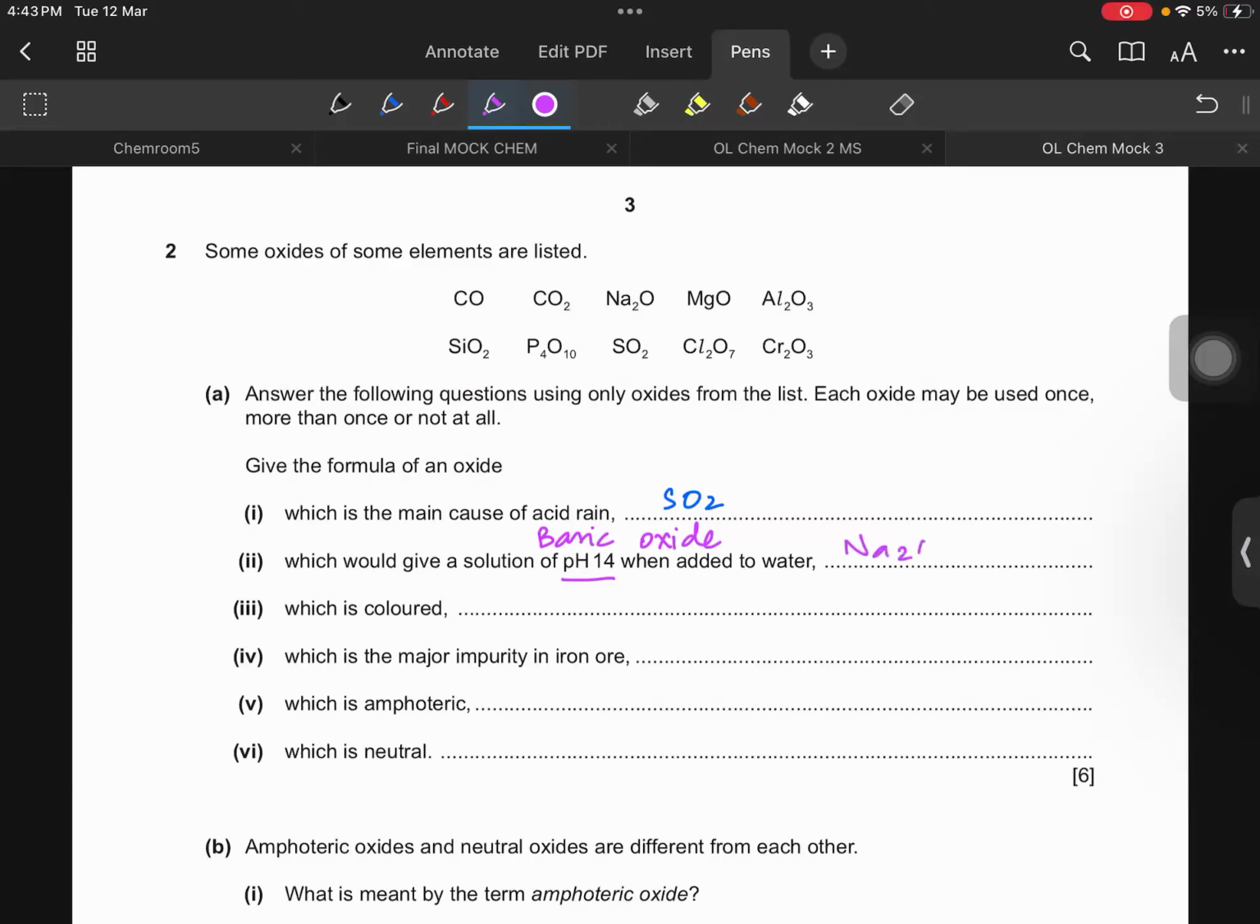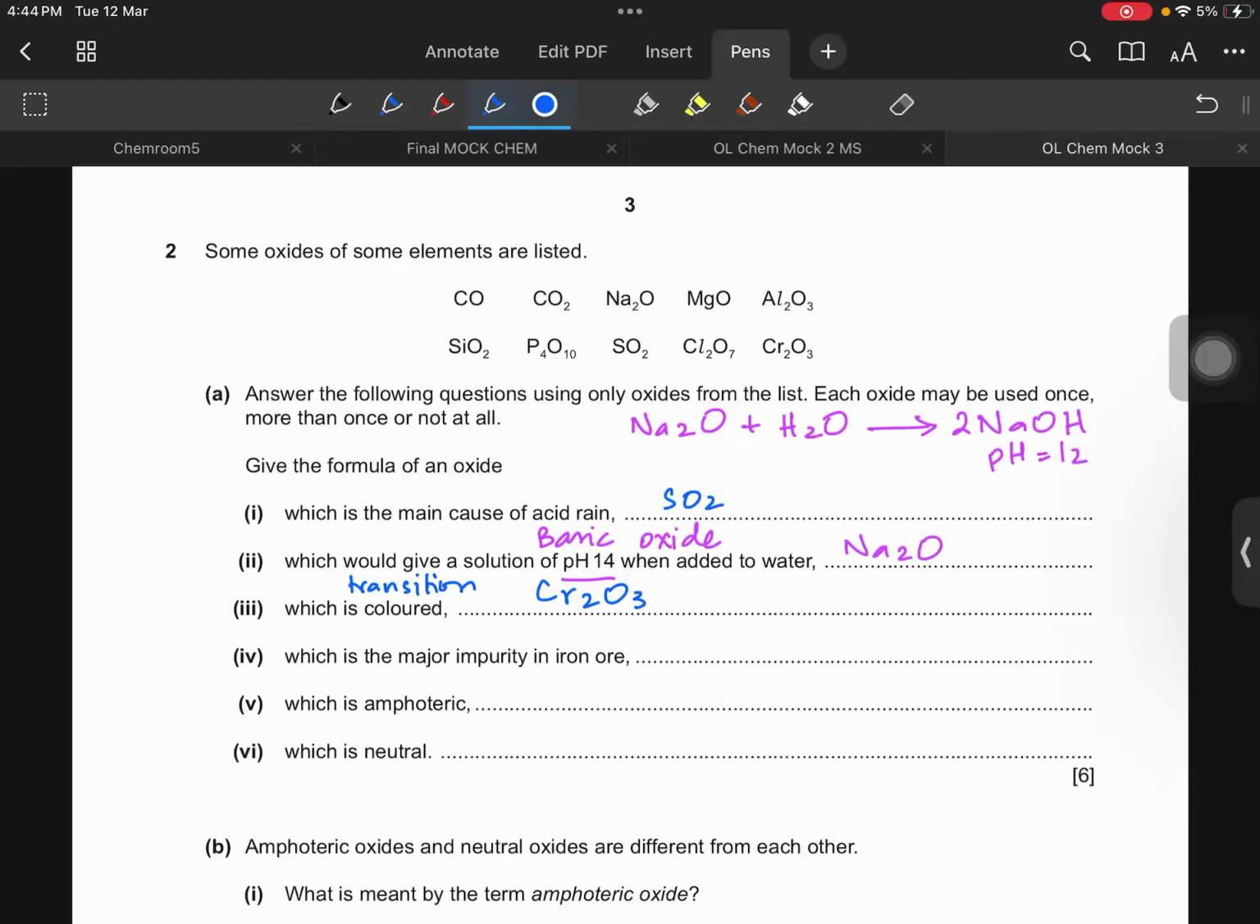Yes, true. Because when sodium oxide dissolves in water, what do you get? Sodium hydroxide, which is this equation. That is why it has a pH of 12. Which is colored? It should be a transition element. Cr2O7, chromium is a transition element, right? Yes. So chromium oxide is a transition oxide. It's colored.